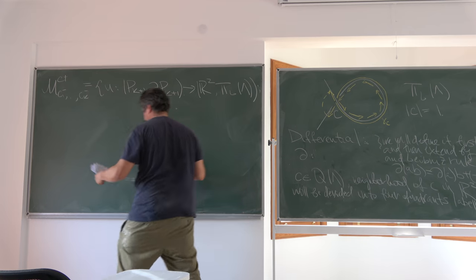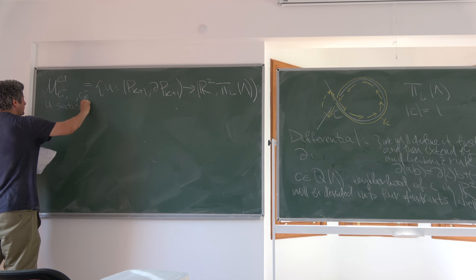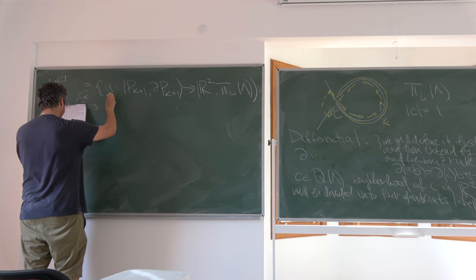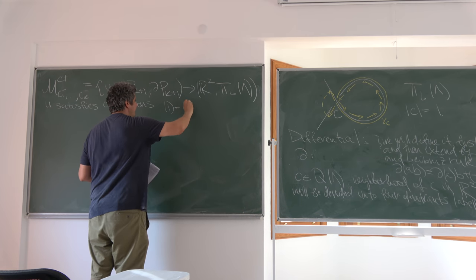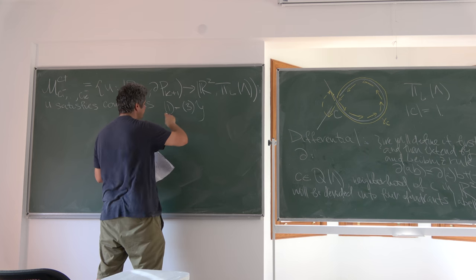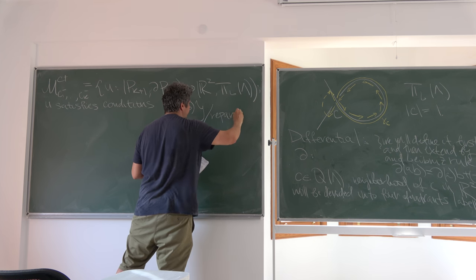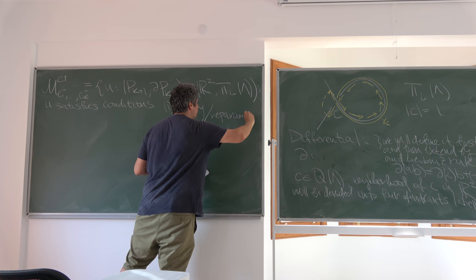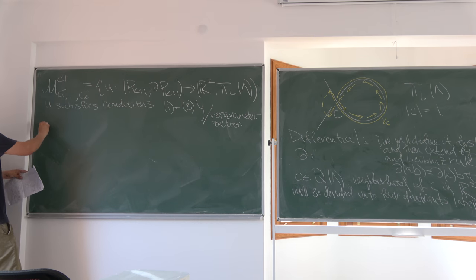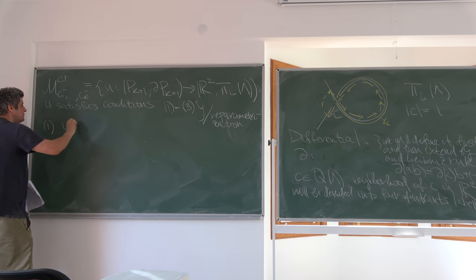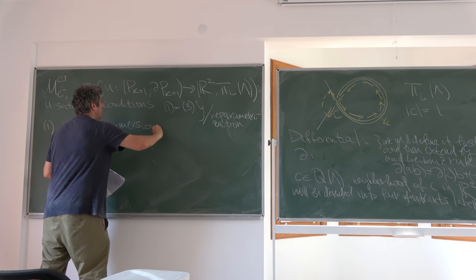with the property that U satisfies conditions 1, 2, 3. I'll write 1, 2, 3, and I'll mention them later. You consider these maps up to reparametrization. And these conditions 1, 2, 3 are the following. Condition 1 says that U is an immersion. So we are considering immersed k plus 1 gons.